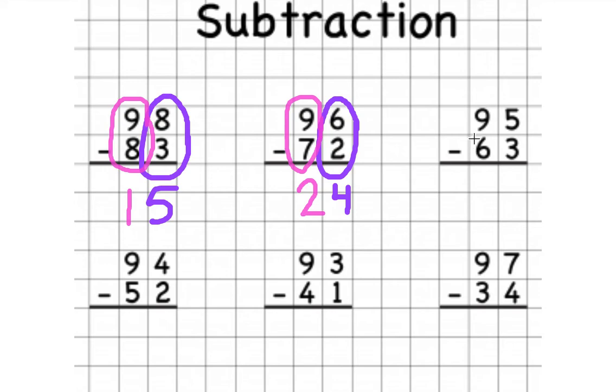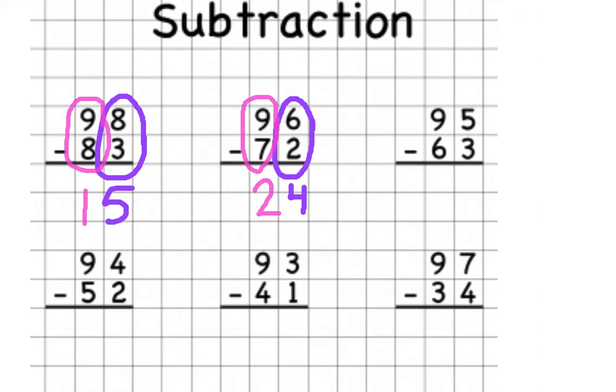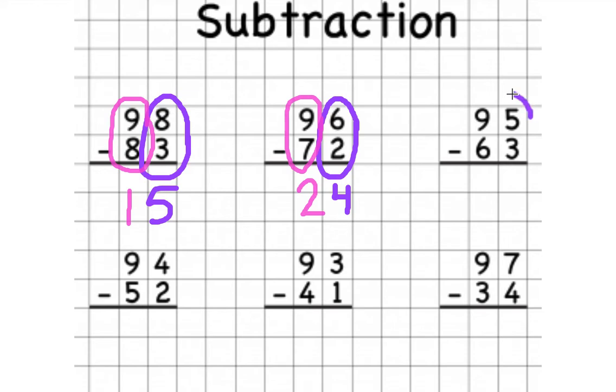Let's do the next example. I see another really big number. I see 95 minus 63. I'm going to grab my purple pen because I always start with my ones place. So what's 5 minus 3? I hope you said 2 because 5 minus 3 is 2. Remember, we're taking away.